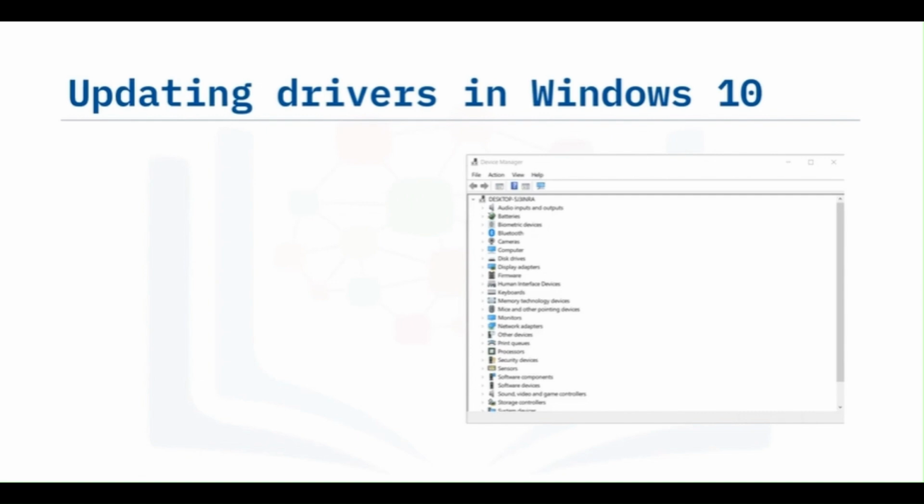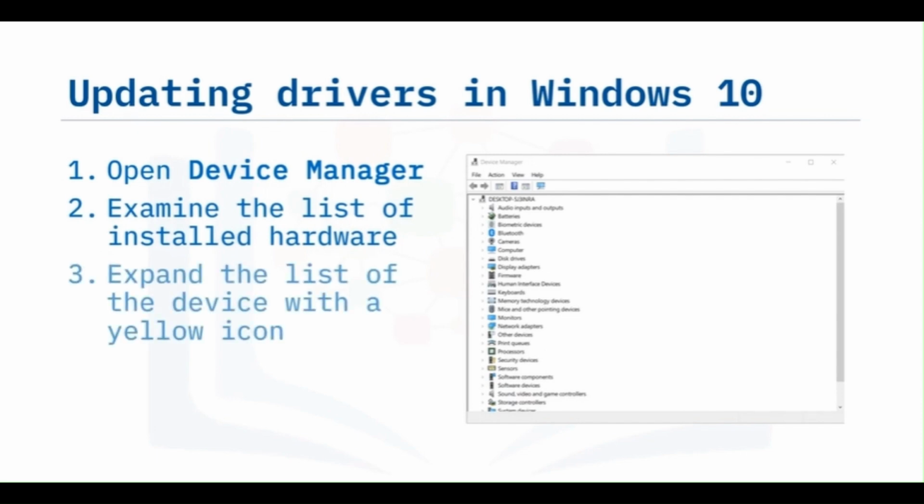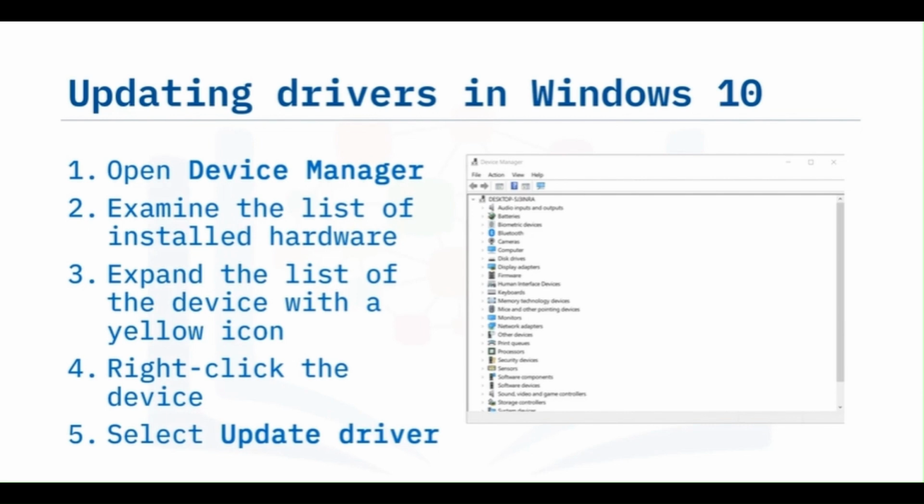To update a device driver in Windows 10, follow these steps. First, open Device Manager by typing Device Manager in the search box and selecting Device Manager. A list of names of installed devices will display. Click the arrow to the left of the device you're looking for to expand the list. Right-click the device you'd like to update and select Update Driver.